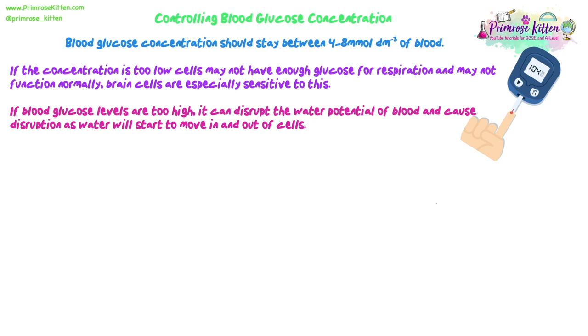If blood glucose levels are too high, it can change the water potential and then have osmotic effects. So it can cause water to start moving in and out of cells if the blood plasma and the tissue fluid aren't isotonic to your cell's cytoplasm.